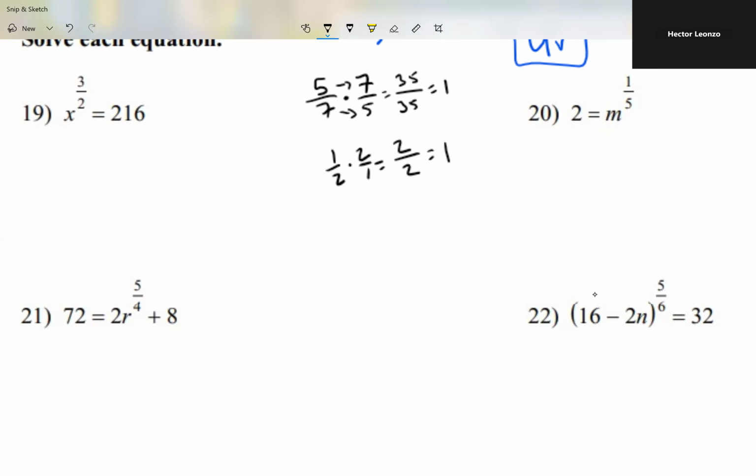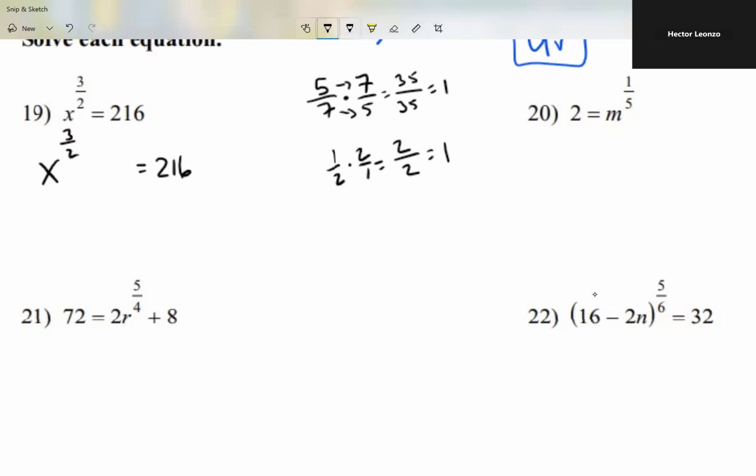So why is this important? Because when I'm trying to solve for a letter, it is nice when the exponent of the letter is 1. That's basically what I want. I want the letter to be by itself and the exponent of the letter to be 1. So let me rewrite question number 19. I have x to the 3/2, and then I have 216 equals 216.